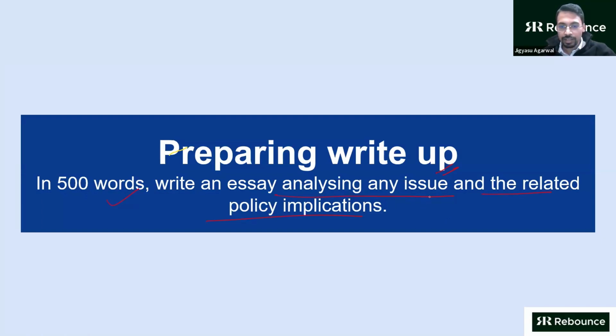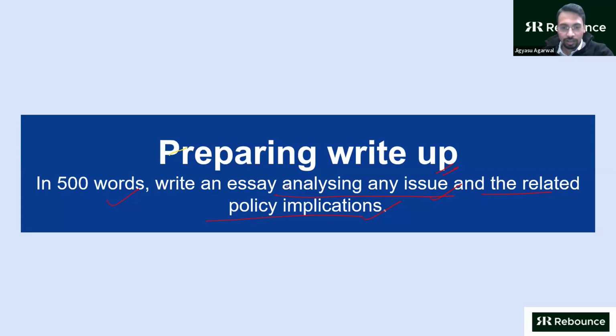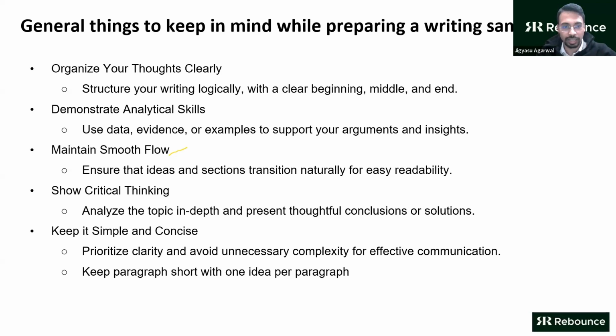So here, write an essay analyzing any issue and the related policy implications. Here, general things to keep in mind while preparing a writing sample. Broadly, when you write an essay of this sort, understand what they are looking for. And once you have clarity on what they are targeting, then you can make a laser sharp focus to ensure that you at least tackle those specific objectives. And that optimizes your chances of selection multiple times. What are those things which they are looking for?